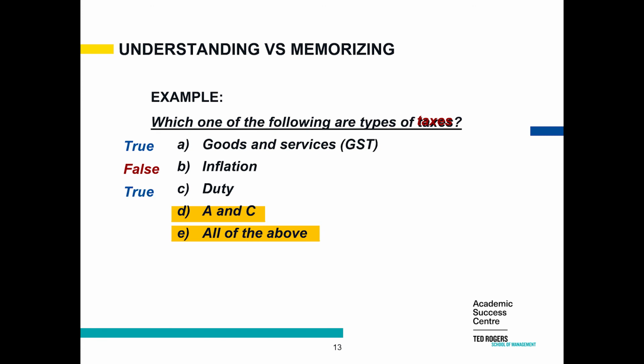Duty would be true because it's a type of tax imposed by customs authority of a country on imports and occasionally on exports to raise revenue or to protect domestic industries. Now, we know that the answer cannot be E, all of the above, so the correct answer is D, because both A and C are a type of tax.